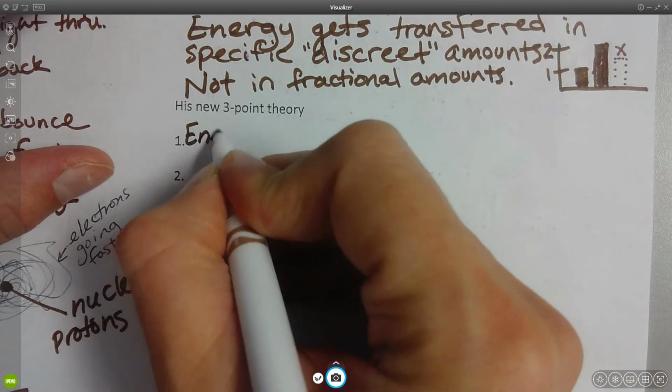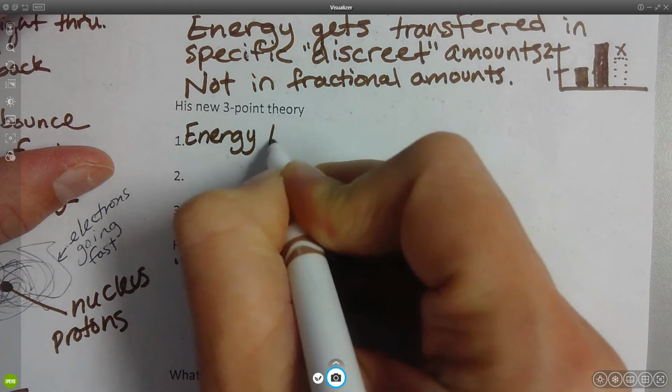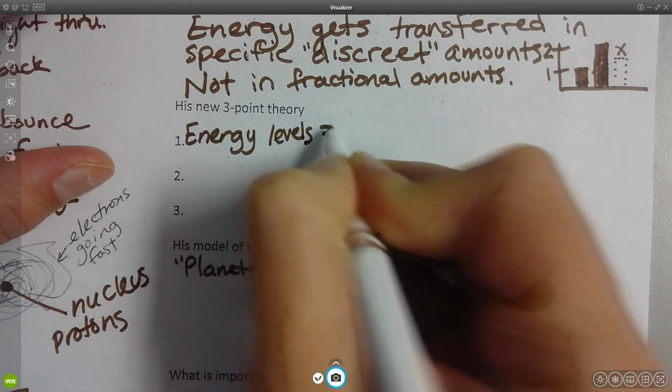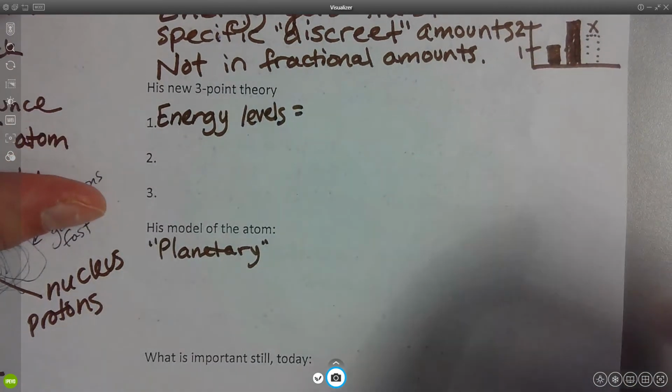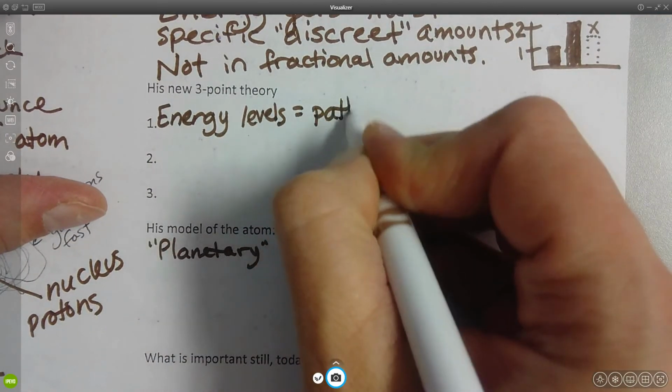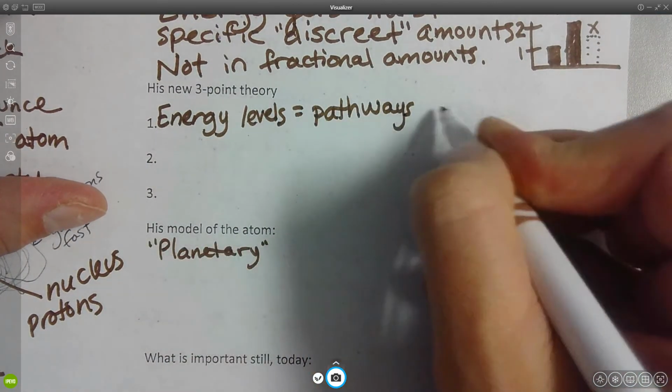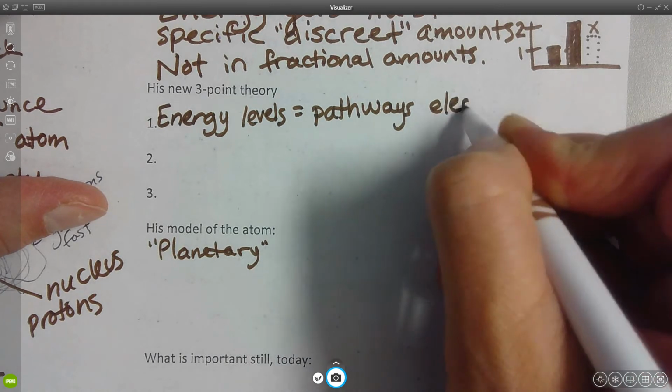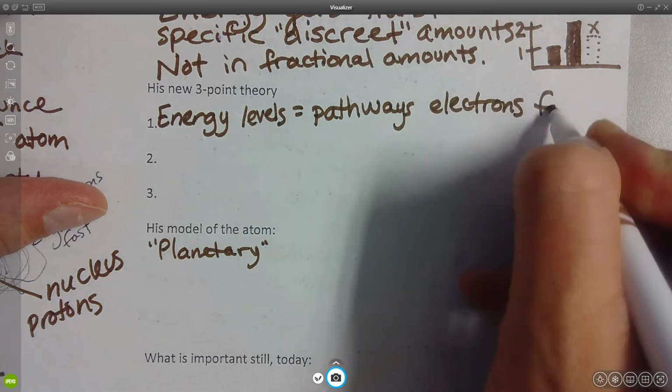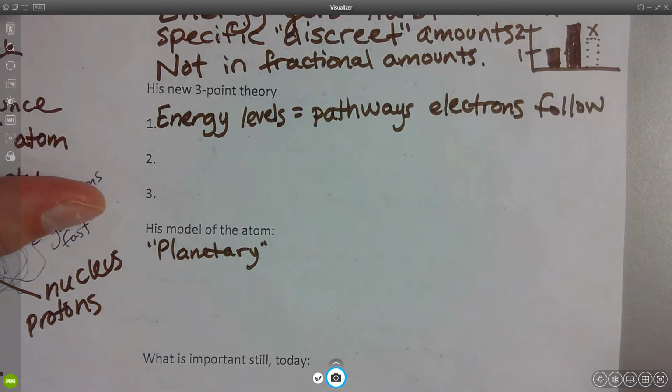There are these things called energy levels. And these are the pathways electrons follow. So it's not just this chaos idea of where the electrons go in an atom. They have specific places where they're supposed to go. Make sense?